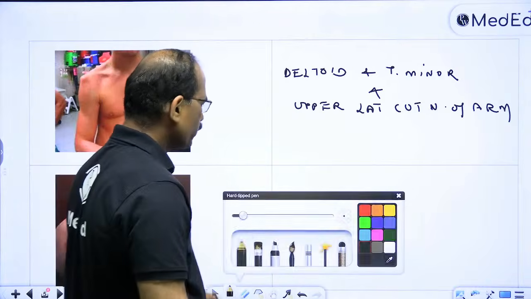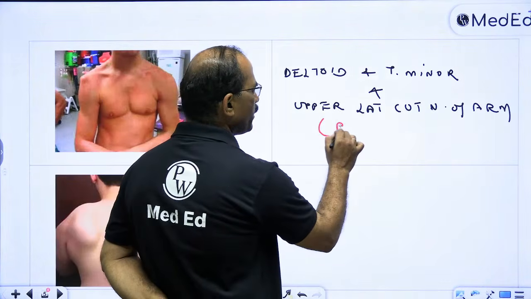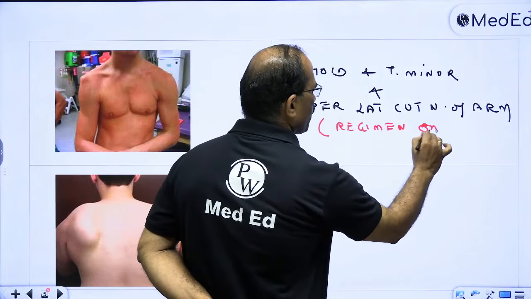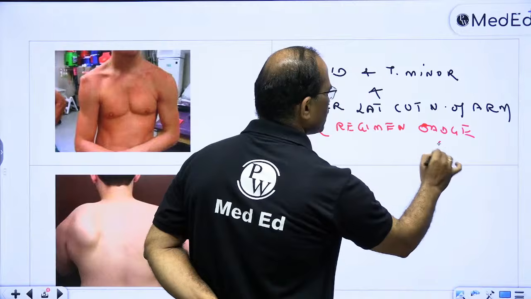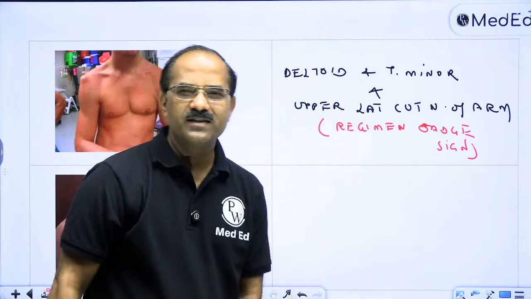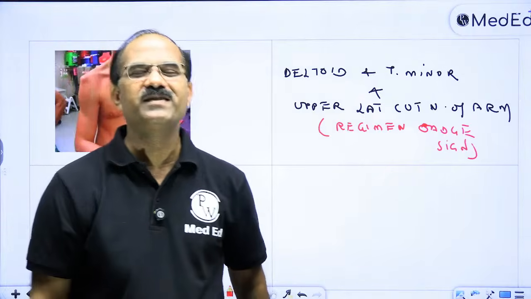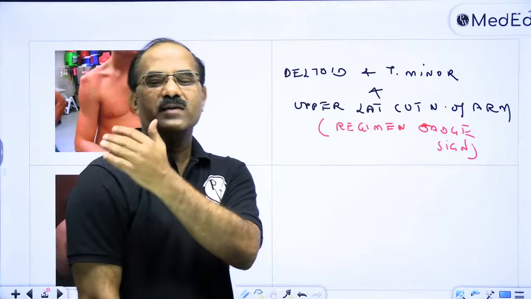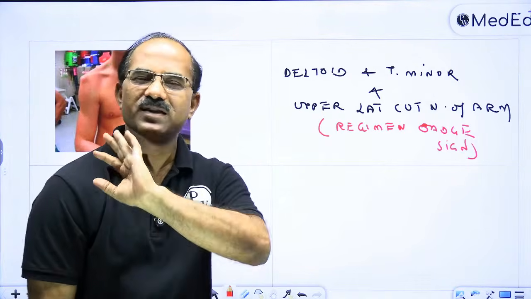क्या बोलते हो? What do you call this as? इसे हम बोलते हैं regimental badge sign. A very important topic for INI-CET. बच्चों याद रखना, regimental badge sign is due to damage to the axillary nerve. Sensations over the upper lateral aspect of the arm is gone.